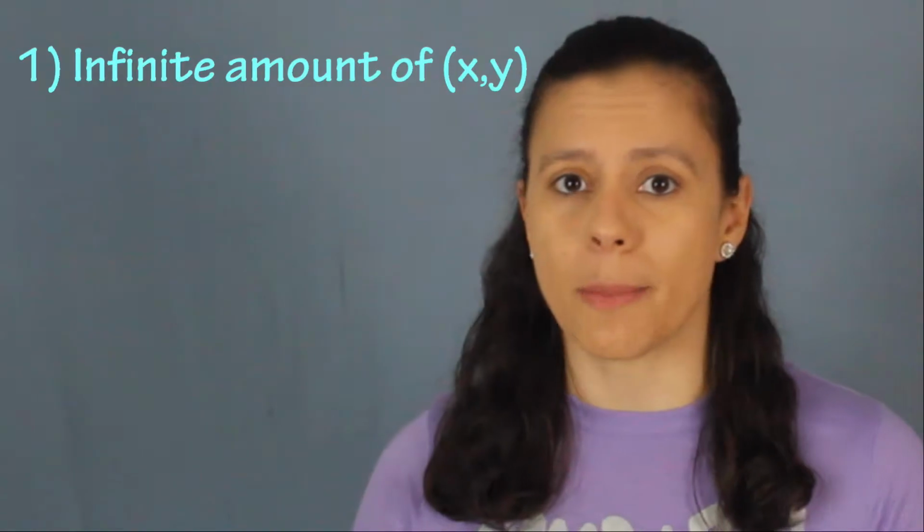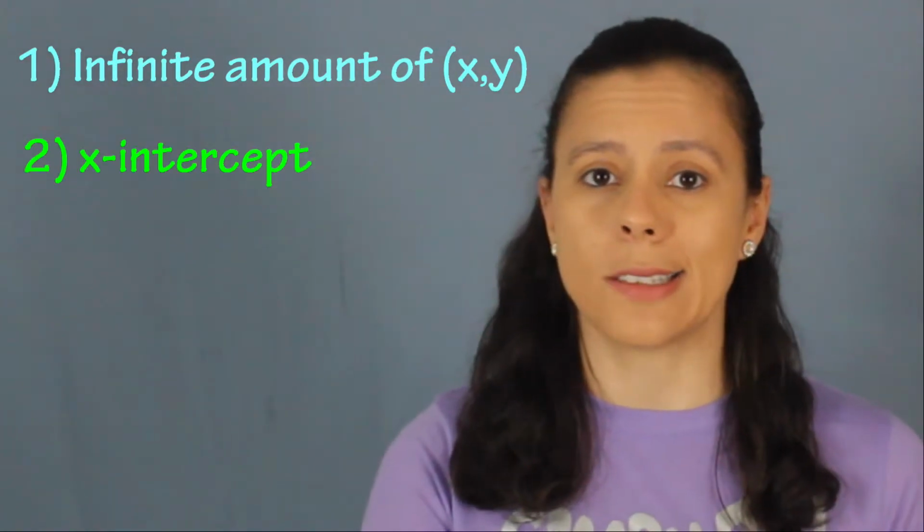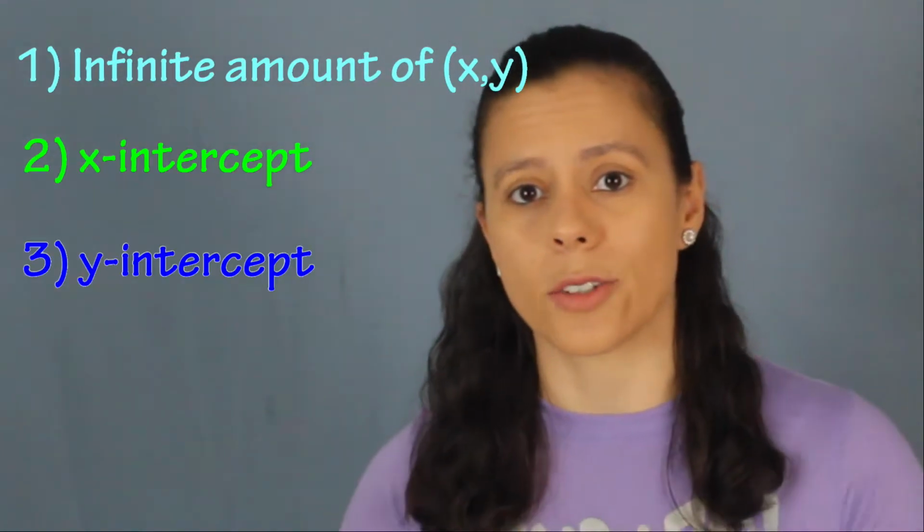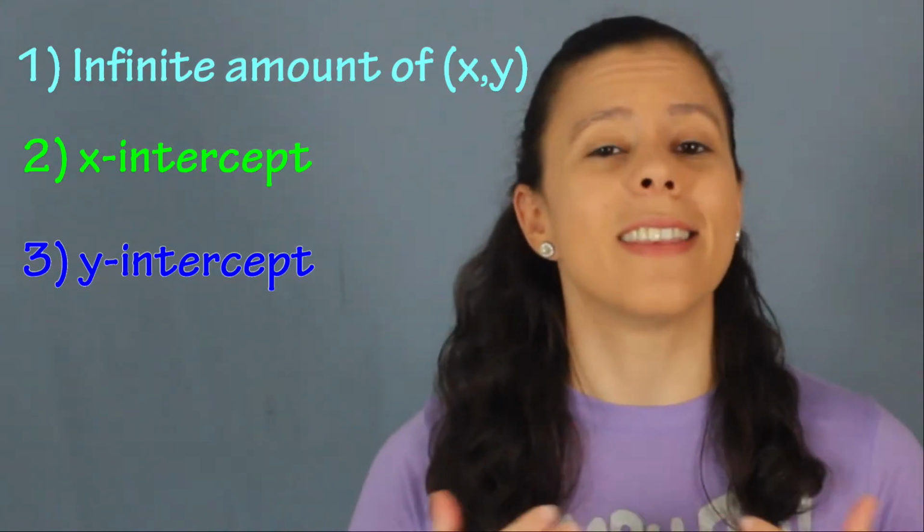Before we jump into the methods, I want to first point out the 4 features that a linear equation has that makes it, well, a linear equation. First, they all have an infinite amount of points, one of them being the x-intercept, one of them being the y-intercept, and all of them forming this slope.